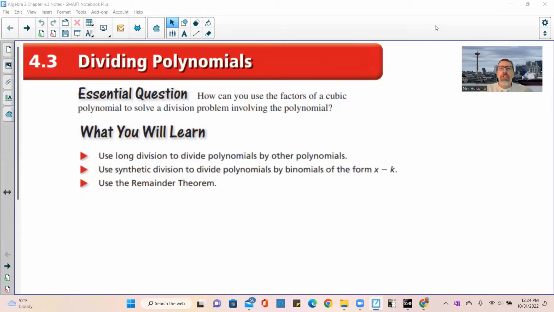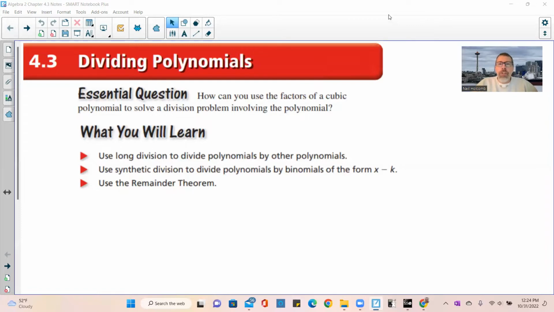Okay, welcome to section 4.3, dividing polynomials. The essential question is, how can you use the factors of a cubic polynomial to solve a division problem involving the polynomial? In this section you will learn how to use long division to divide polynomials by other polynomials. Then we're going to be introduced to synthetic division, to divide polynomials by binomials of the form x minus k. We're also going to learn how to use the remainder theorem.